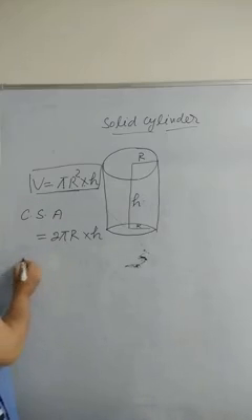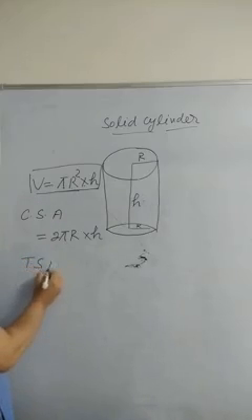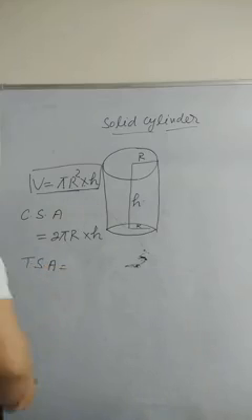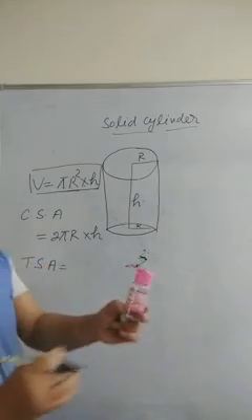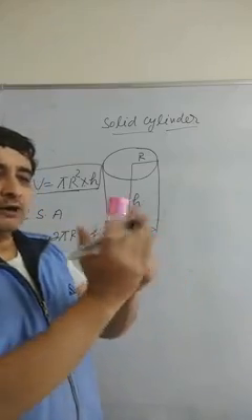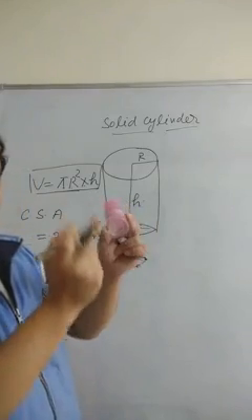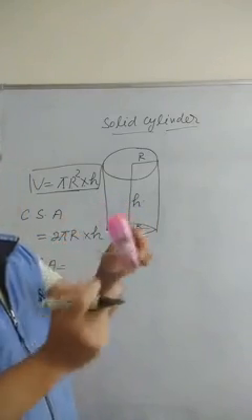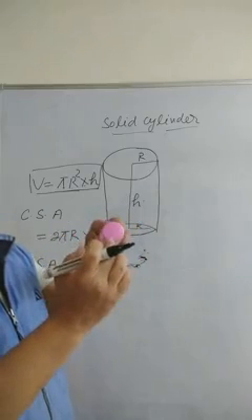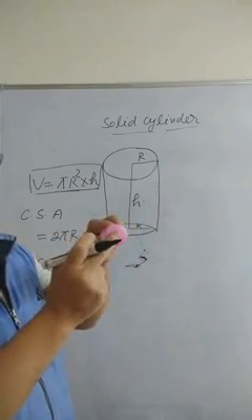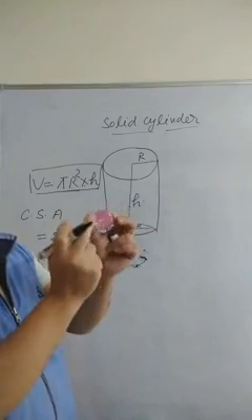Now if you have to find the total surface area, the total surface area will include the curved surface area plus the area of this top as well as the area of this bottom. Now the area of the top is circular. So you will add the area of one circle plus the area of this circle.